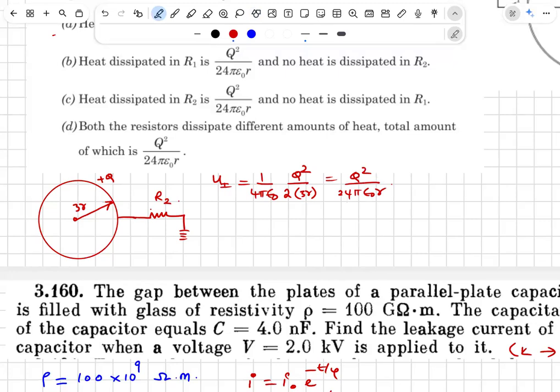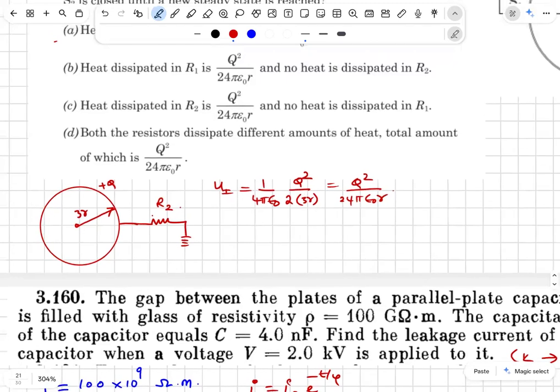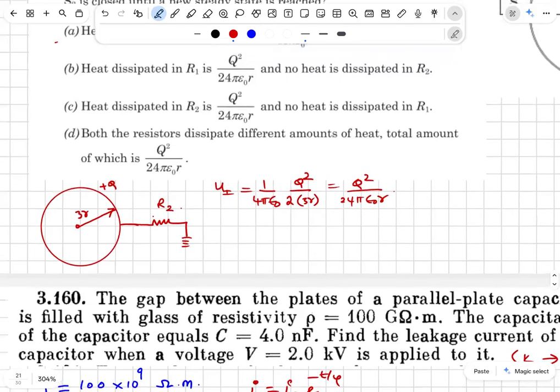Now what happens? The entire energy, whatever it is, is going to Earth. This is going through R2 and the entire thing is wasted. So therefore, the proper answer for this is Q square by 24 pi epsilon naught R. I want the heat dissipated in R2, is that what you want? And no heat dissipated through R1, correct. So therefore, answer C. Right?